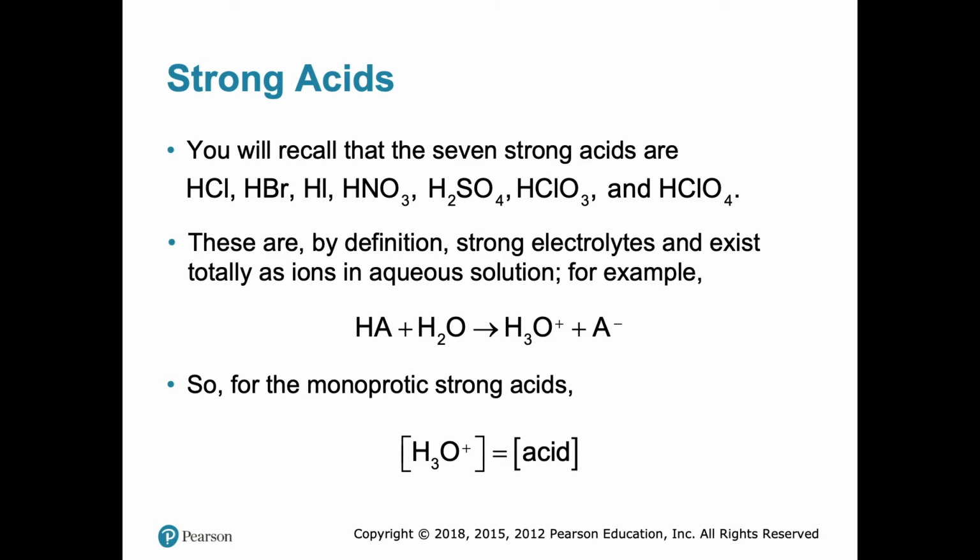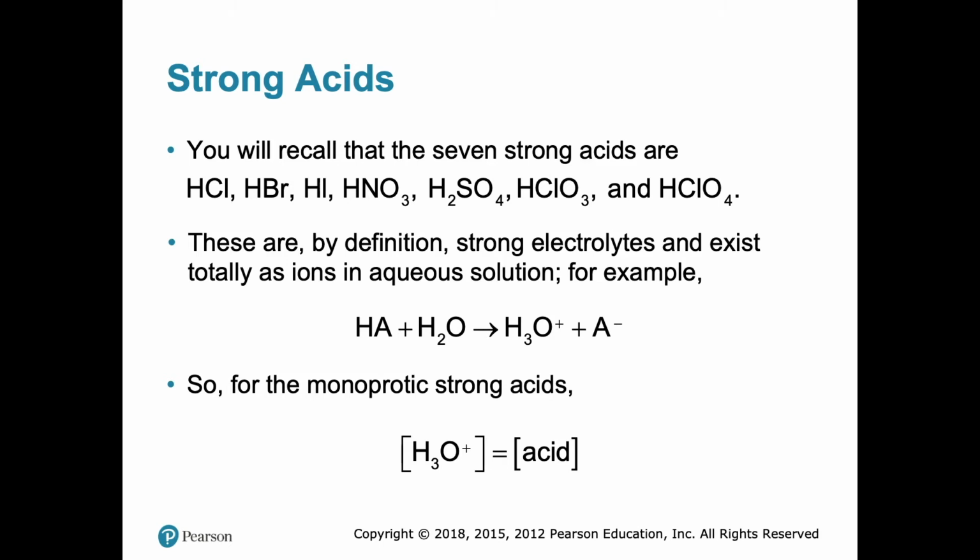These are by definition strong electrolytes and exist totally as ions in aqueous solution. So when you have this strong acid HA, you add it to water, and what do you get? You get completely hydronium ions and the conjugate base. So for a strong monoprotic acid, the hydronium ion concentration will equal the concentration of the acid itself. If you have 12 molar hydrochloric acid, that will also be the hydronium ion concentration. It will always be the same because strong acids dissociate completely. If the nitric acid is 2 molar, then the hydronium ion concentration will also be 2 molar.